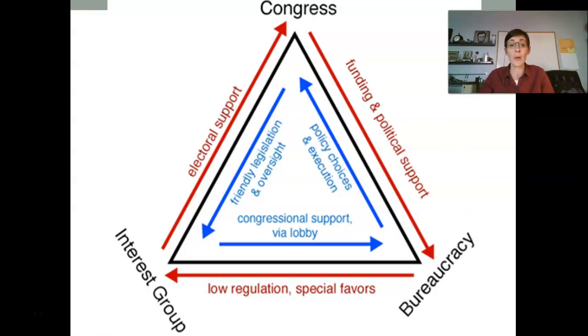And as Congress has grown, as the bureaucracy has grown, this has helped to influence the growth of interest groups, in addition to their power, not just in number, but in their ability to influence public policy.